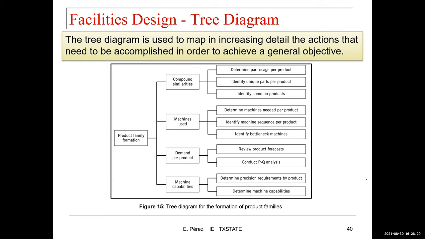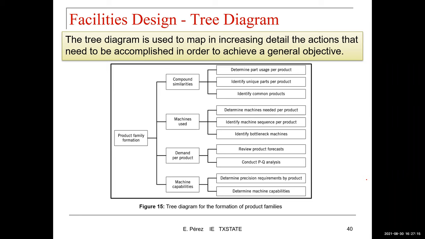So we go from the formation of families, or product family formation, into the actions and details that we need for the process: compound similarities, machine use, demand for product, and machine capabilities. Then from there, go a step forward in terms of detail: determine part usage per product, identify unique parts per product, identify common products, that for compound similarities. And for machine use, determine the machines needed per product, identify machine sequence per product, and so on. So again, different ways of presenting the information that you would need in order to design your facility.